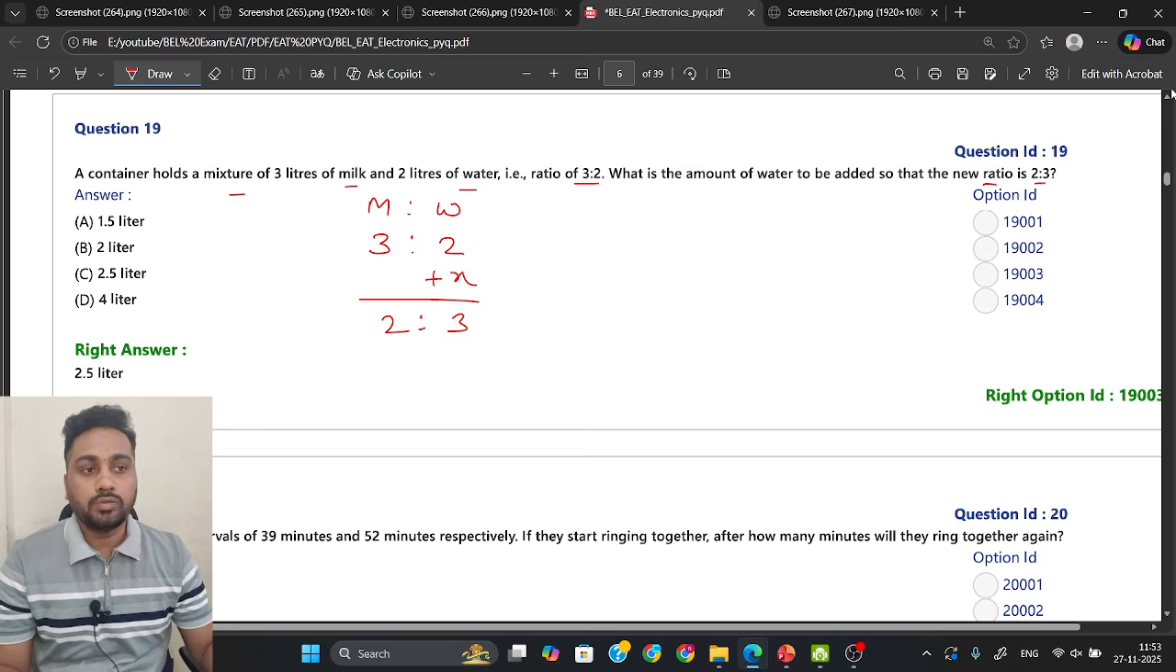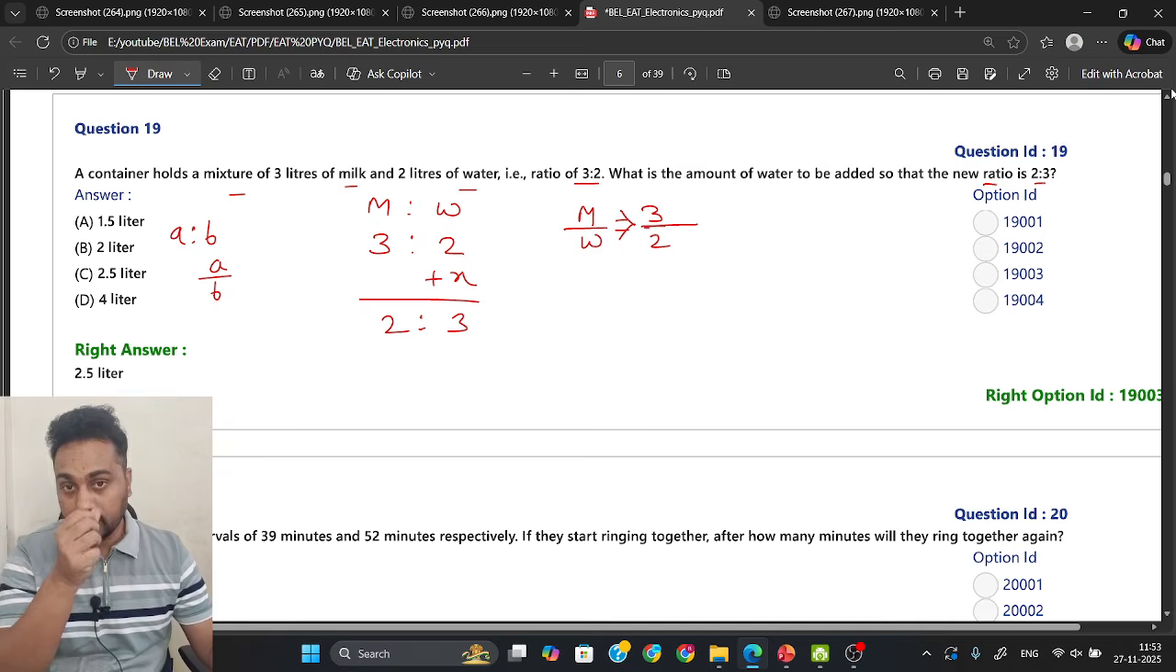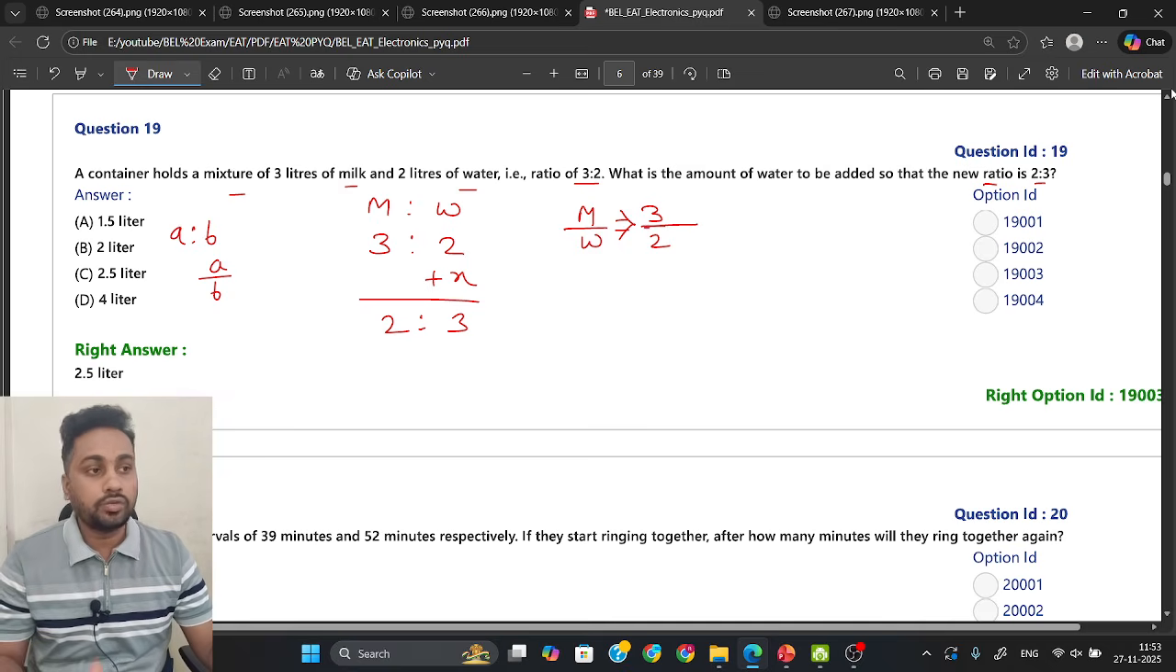Okay, so ratio means what? If we write something in a ratio like this, it means A by B, same thing. So if you see here, it's saying milk and water we have. Initially it is 3 plus 2, 3 by 2. And he is saying if we add some more water, then it will become 2 by 3.